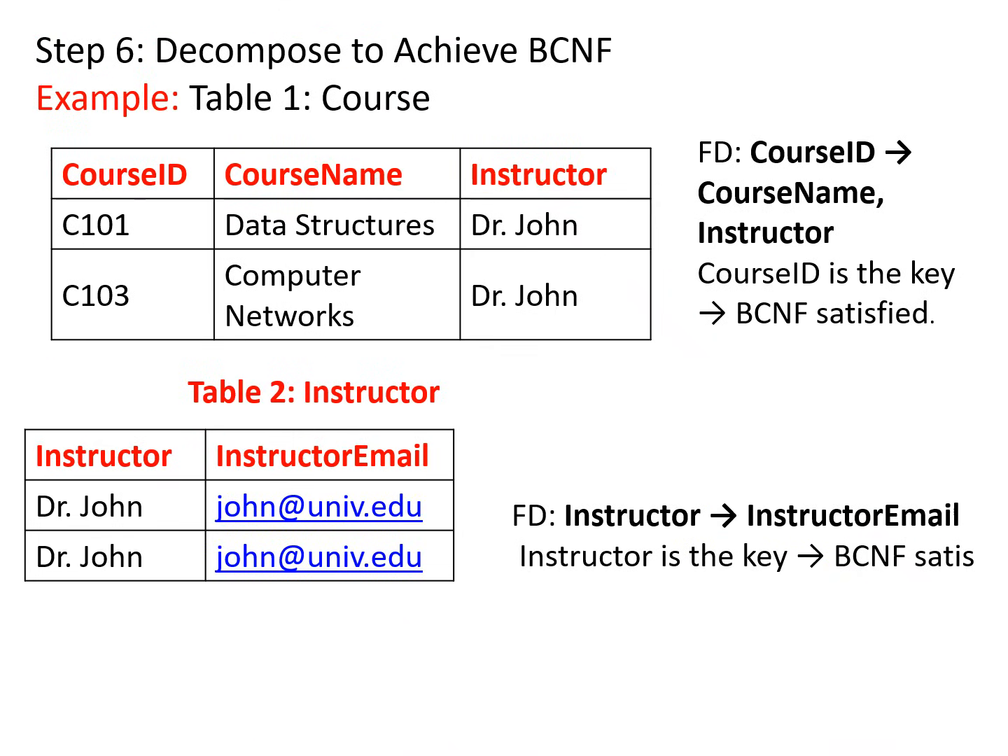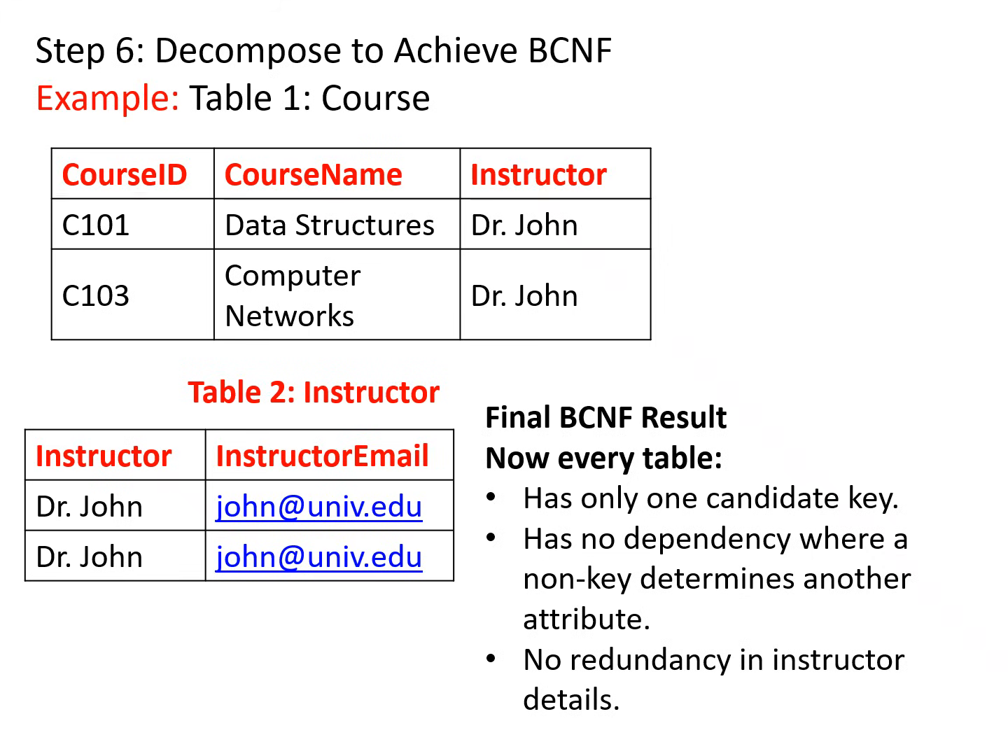So how can we change this? Again, we have to decompose the relation, which means we have to split the table into course and instructor tables separately. The final result is that every table has only one candidate key, has no dependency where a non-key determines another attribute, and there is no redundancy in instructor details.